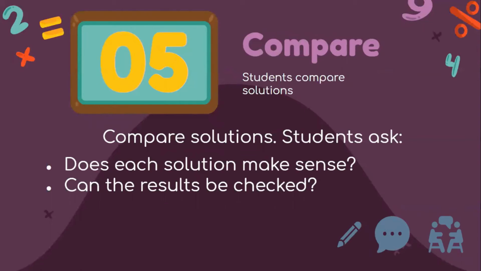In step 5 of this strategy, students will compare their solutions with their partner. When comparing their solutions, students will ask each other, does each of our solutions make sense? Can we check our results? Students again are practicing their speaking and listening skills while writing down any notes and making changes to their responses.